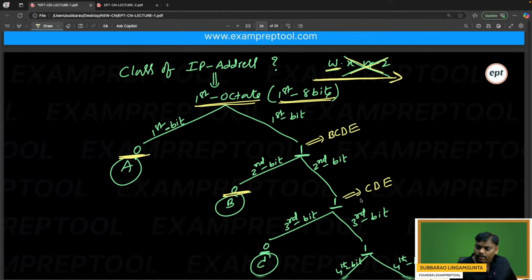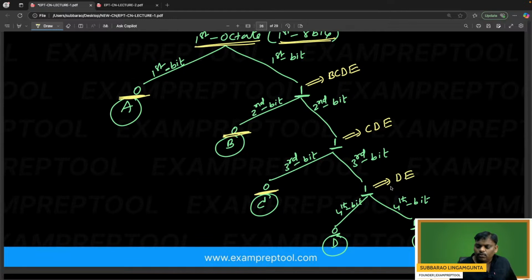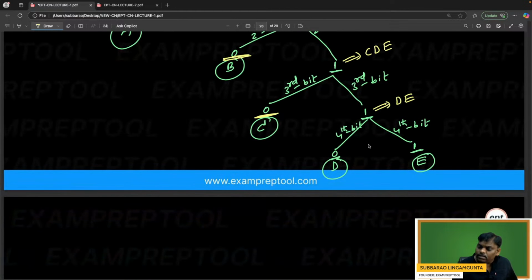Next one. The second bit is 1, which means C, D, E. Now see the third bit. If the third bit is 0, it is class C. If the third bit is 1, the answer is D and E, it can be either. Now if the fourth bit is 0, it is D class. If the fourth bit is 1, it is E class.